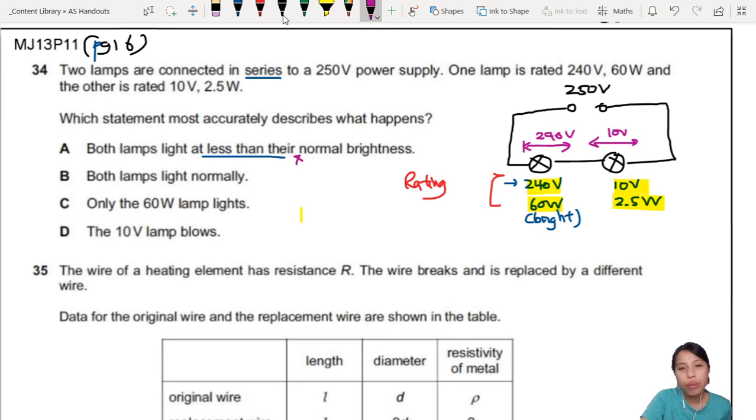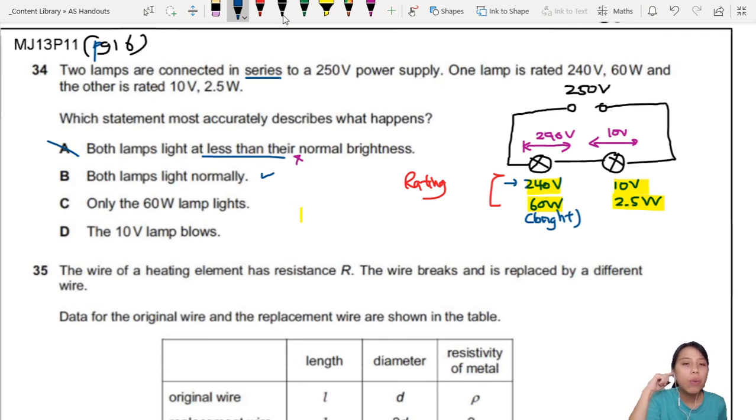So actually this is not correct. You give 240, the bulb likes 240, so okay. Give this one 10, the bulb likes 10, so okay. So no problem. It's not going to be dimmer. It'll be just nice. So both lamps light normally. That sounds correct. Okay, put a check mark there first. Let's look at the other options.